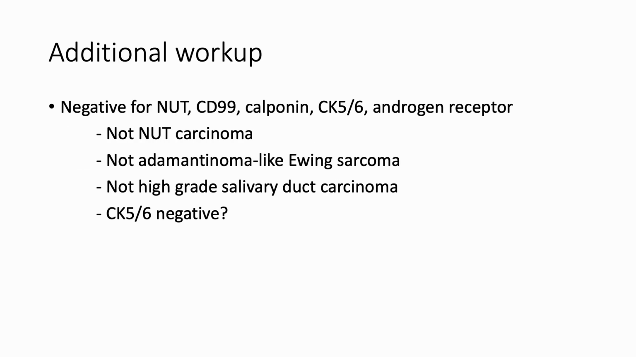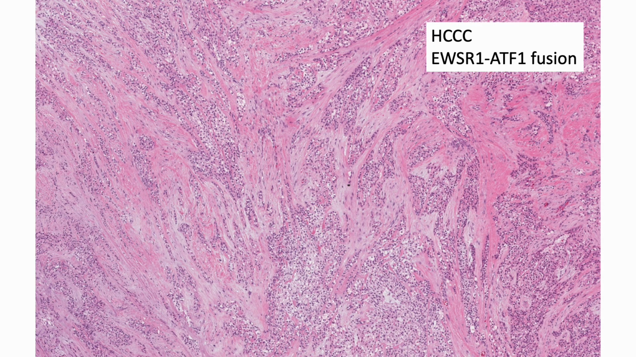Additional stains showed the tumor is negative for NUT and CD99, effectively excluding NUT carcinoma, which is positive for NUT, and adamantinoma-like Ewing sarcoma, which is positive for CD99. The tumor is also androgen receptor negative, excluding salivary duct carcinoma. Interestingly, CK5/6 is negative. However, P40 and P63 are more sensitive and specific markers of squamous differentiation, so CK5/6 negativity remains unexplained. At this point, HCCC seemed most likely.